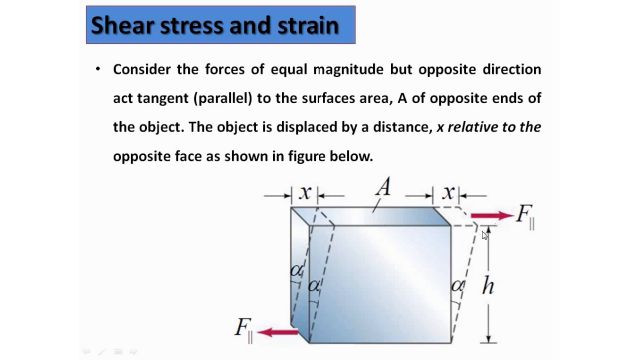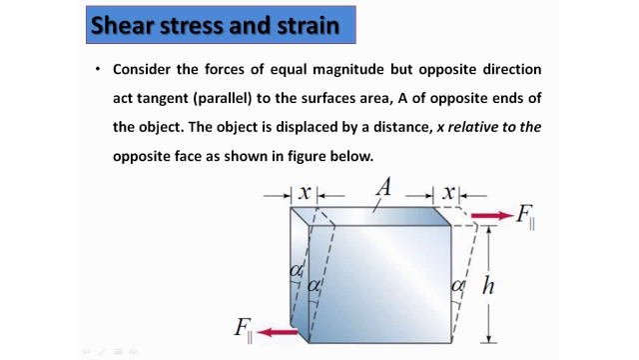H is the height. And this is the angle of deformation. It is denoted with alpha. So let us consider these forces of equal magnitude, but in the opposite direction. That is, they will act parallel to the surface A at the opposite ends of the object. Now this object is displaced by a small distance, that is x, as I have already told you.